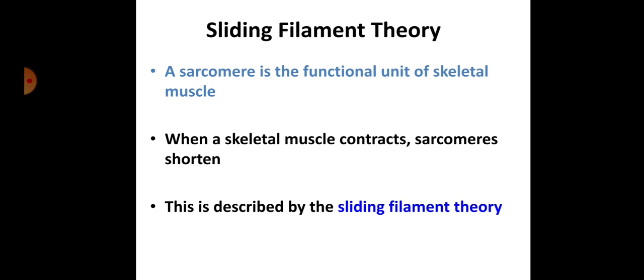In this part of the muscular system, I shall tell you something about the sliding filament theory. Now, a sarcomere is a functional unit of skeletal muscle. When a skeletal muscle contracts, sarcomeres shorten. This is described by the sliding filament theory.